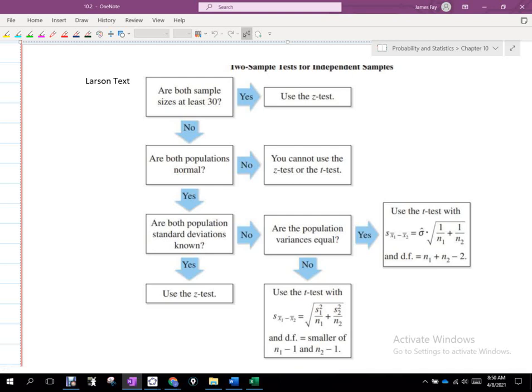So if they tell us no, then you have to use this formula. You'll use the t-test, but with this formula. If they are equal, you use the t-test with this formula. So this is a pooled, you might even want to write that on those notes. That's the situation where we refer to it as pooled sampling.